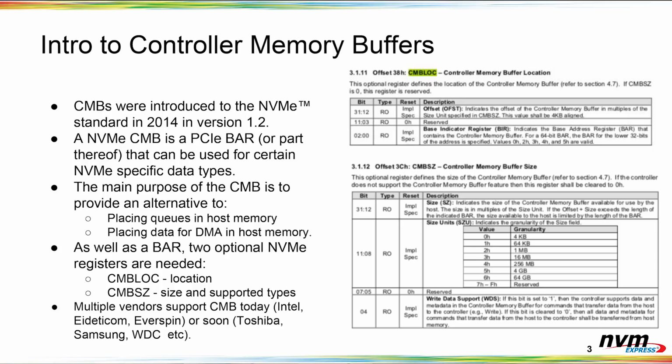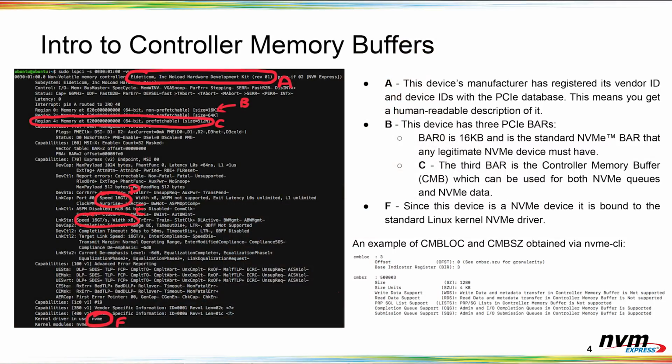So all these bits are part of the same register. And yeah, we have multiple vendors already supporting CMB. One of them is just here. Basically, it's a piece of memory that is accessible through the bar, through the PCI interface of the NVMe device. And that's how it looks.